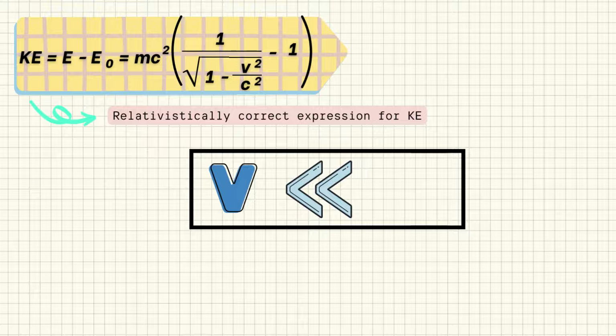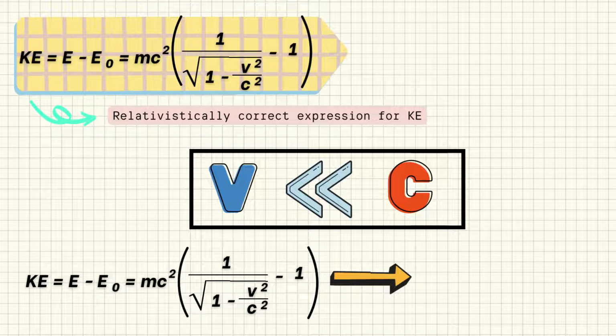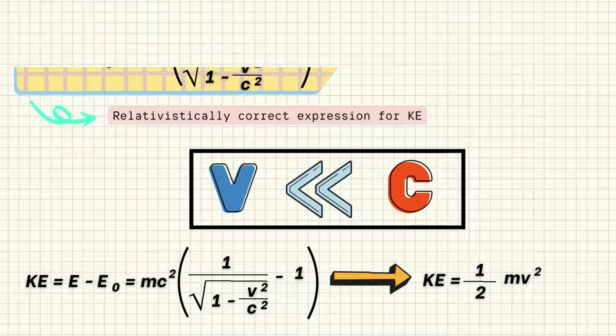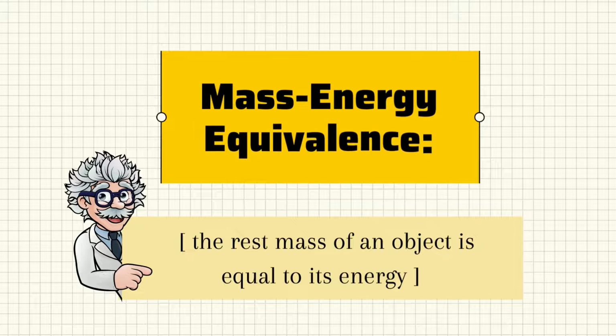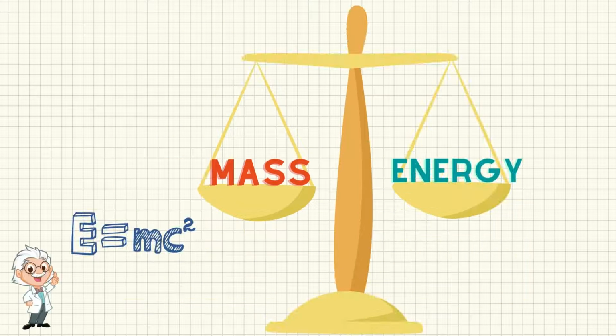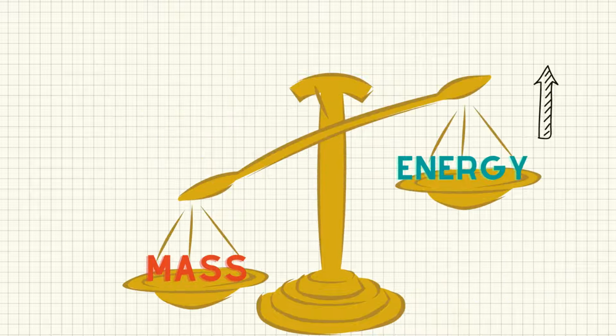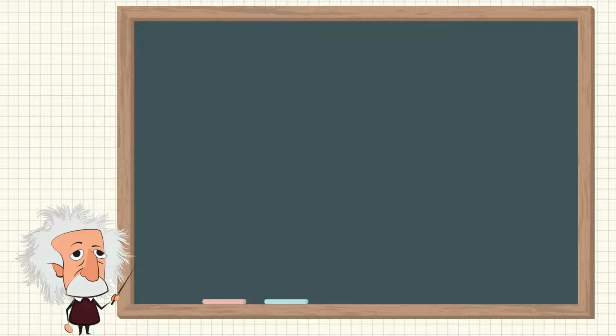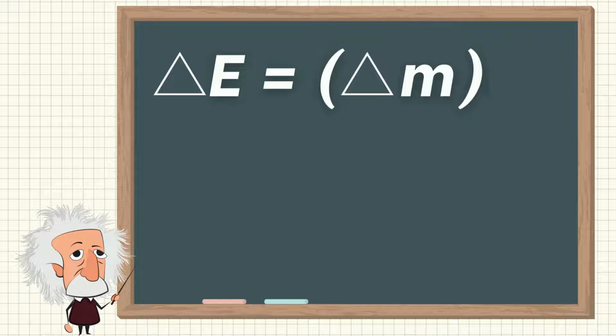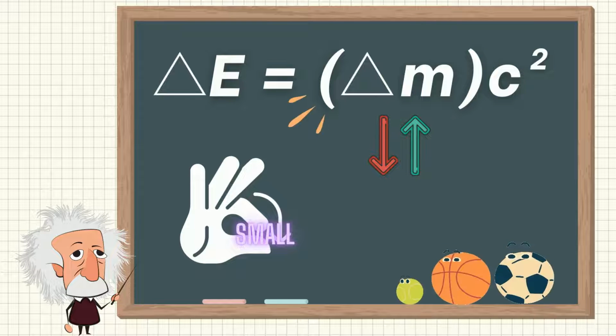For speeds much less than the speed of light, the relativistic equation for kinetic energy reduces to 1/2 mass times velocity squared. Thus, mass-energy equivalence states that the rest mass of an object is equal to its energy. Since mass and energy are equivalent, any change in one is accompanied by a corresponding change in the other. Any change in the rest energy of a system causes a change in the mass of the system according to delta E is equal to delta m times speed of light squared. But in most instances, the change in mass is too small to be detected.